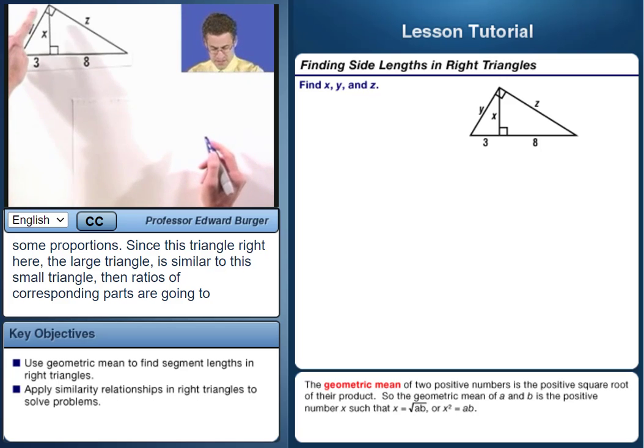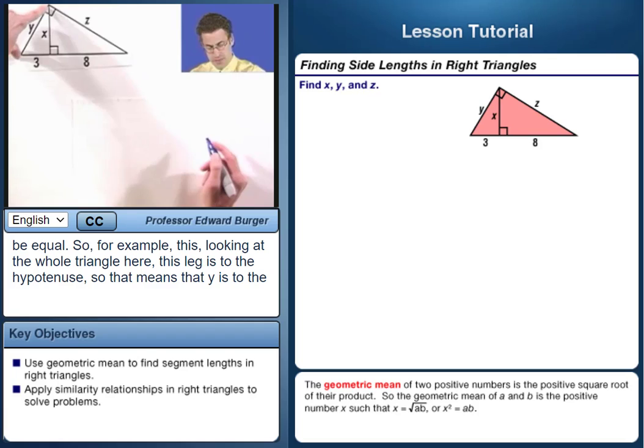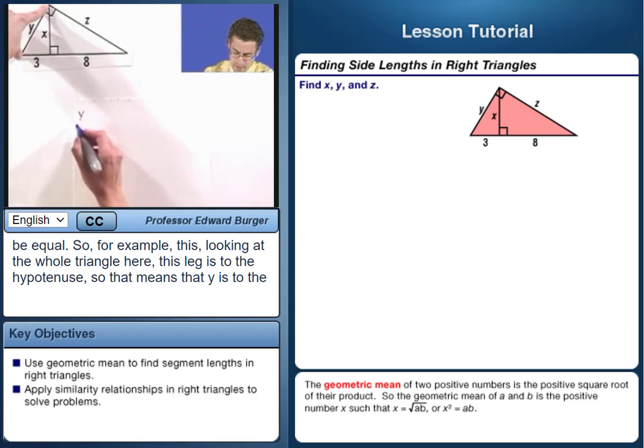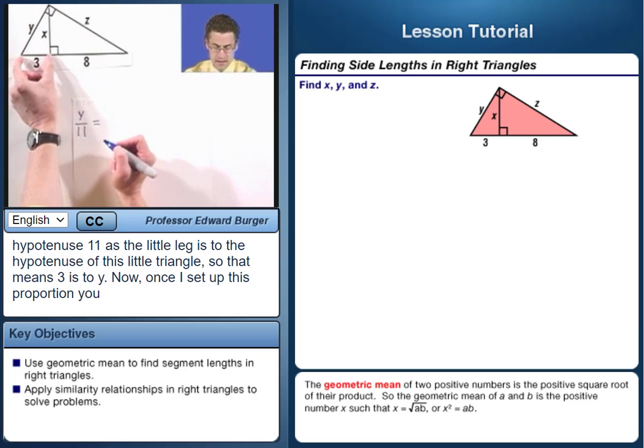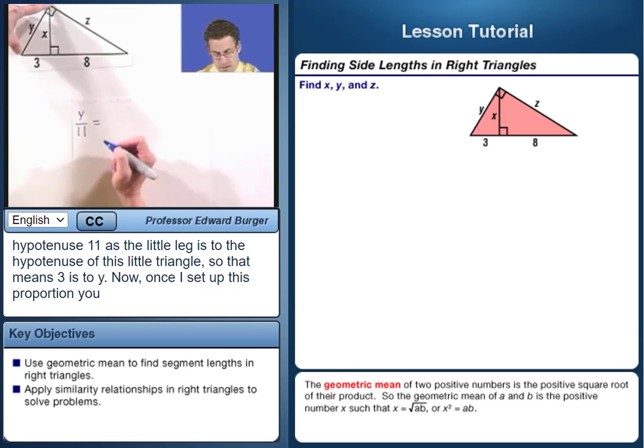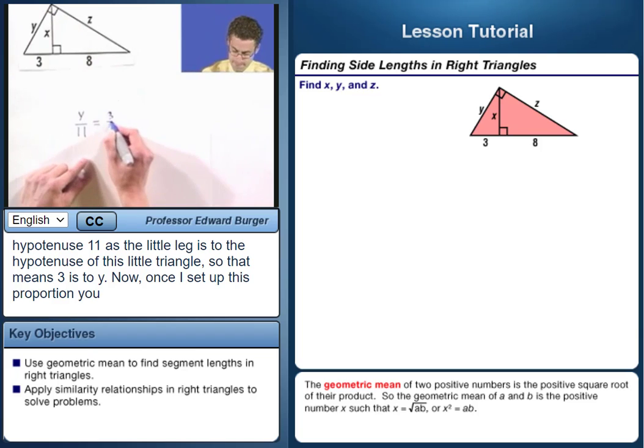Well, let's see. Since this triangle right here, the large triangle, is similar to the small triangle, the ratio of the hypotenuse to the little leg here is equal to the hypotenuse of this triangle to its little leg. Now, once I set up this proportion, I can use the cross product, and what do I discover? I discover that actually there's a geometric mean here, because this tells me, after I consider the cross product, that y squared equals 3 times 11.